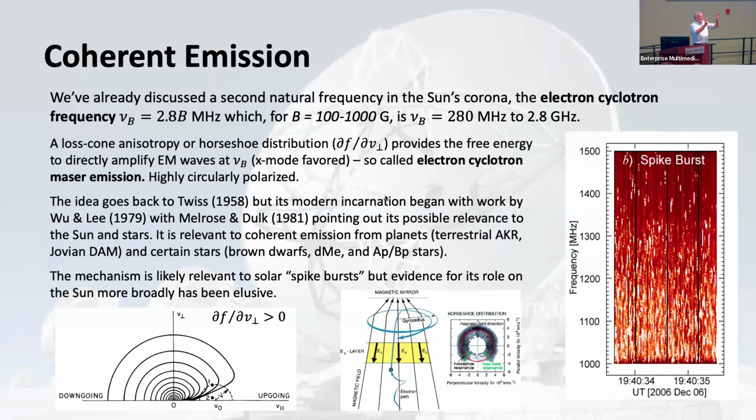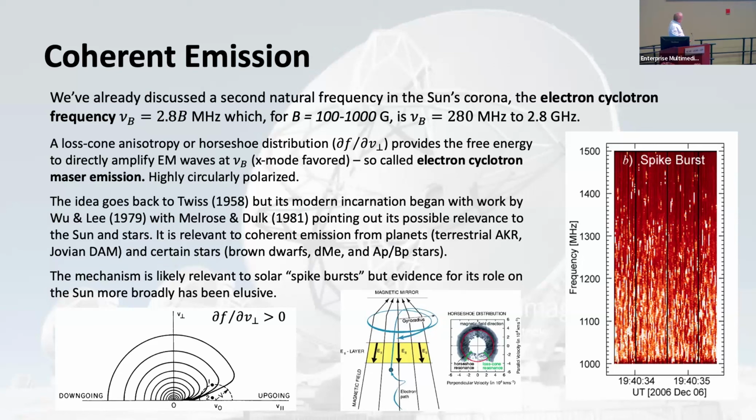The rest reflect, but now there's an absence of electrons at small pitch angles, and you have this loss cone distribution. And you have a nice perpendicular gradient in the velocity or momentum distribution. And that's the source of free energy. And the resonant frequency is the electron gyro frequency. Okay? So this one is a kind of a direct amplification mechanism. It's called a maser because it's really negative absorption. And it has a history.